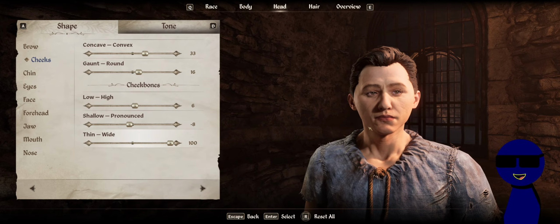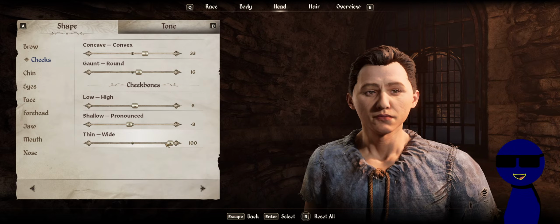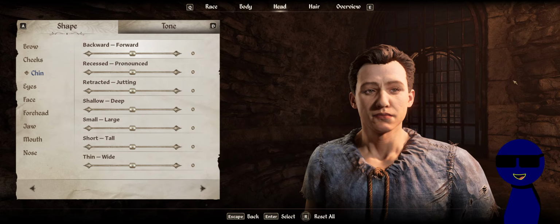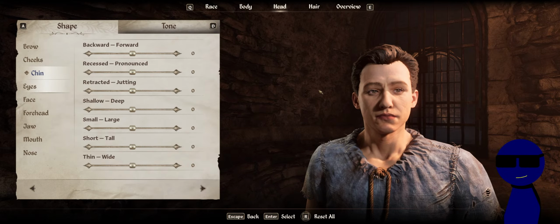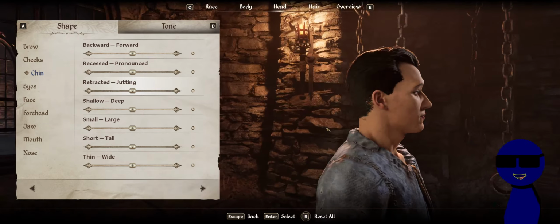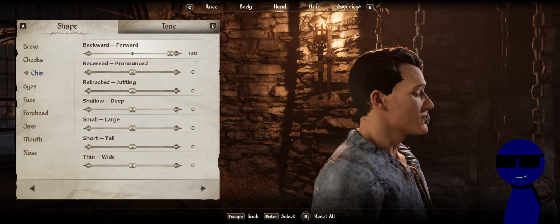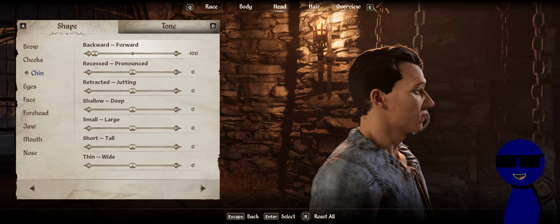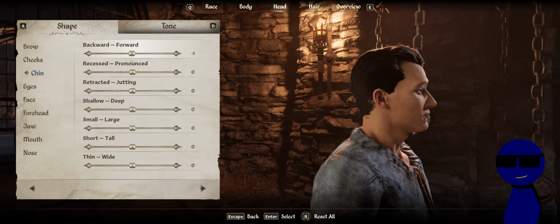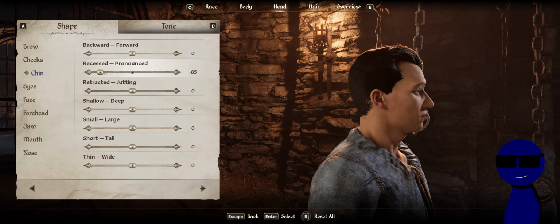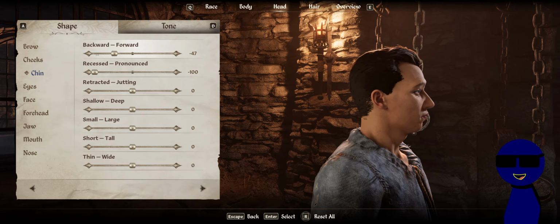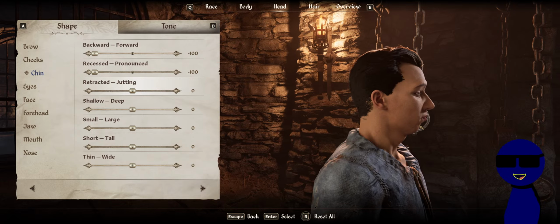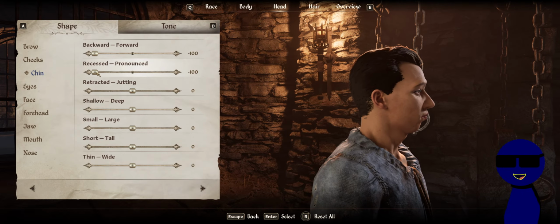My brain is too big for you. Let's go middle of the road for that. Chin. How do I? Nope. How do I rotate? There we go. Quagmire or White Knight from Reddit. Bro's got no chin.